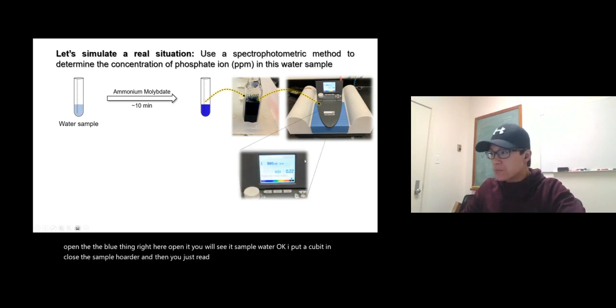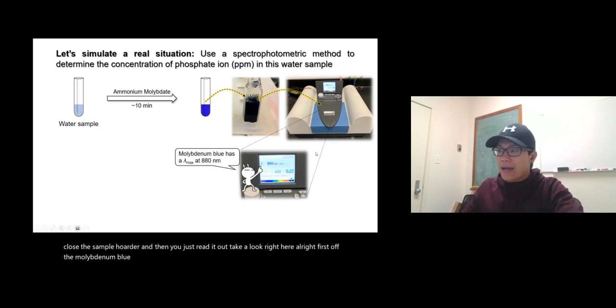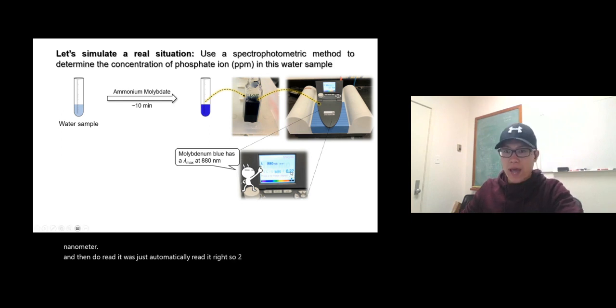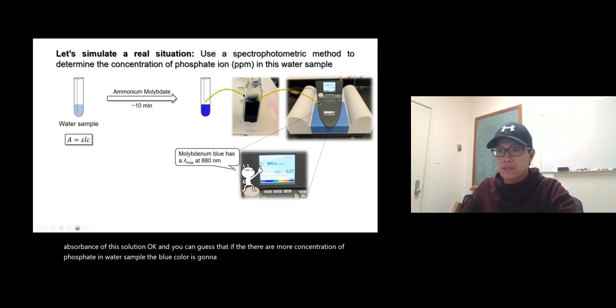Take a look right here. First off, the molybdenum blue absorbs light at 880 nanometers. So you have to turn the knob to 880 nanometers, and then you read. It will automatically read it. So 0.22, that's it. That's the absorbance of this solution. And you can guess that if there is more phosphate concentration in the water sample, the blue color is going to be more intense.